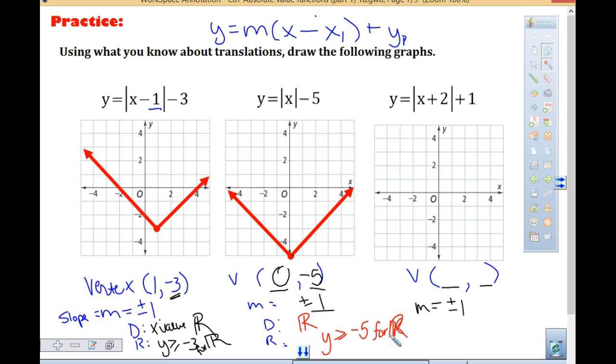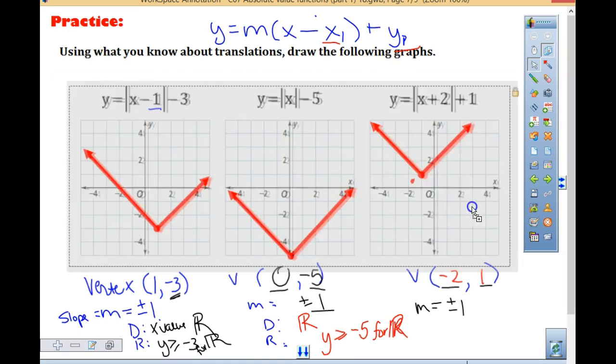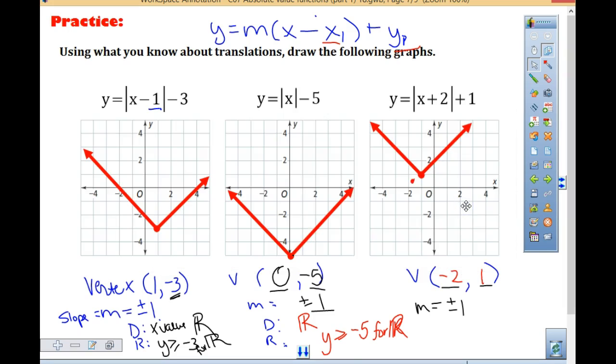Vertex. Someone want to tell me what we got for vertex, Emma? -2, 1. This is telling us move to the left 2, up 1. Same as if I was looking here, right? So I'm going to graph that. Does my V still go up? Yep. Should have been at -2, 1. Yeah, this isn't right. And I can't erase it now that I have it here. It should be right here.